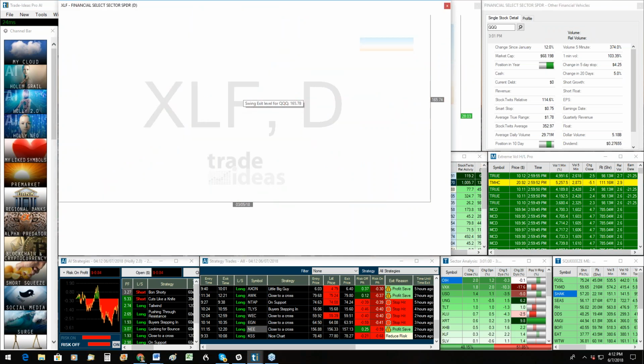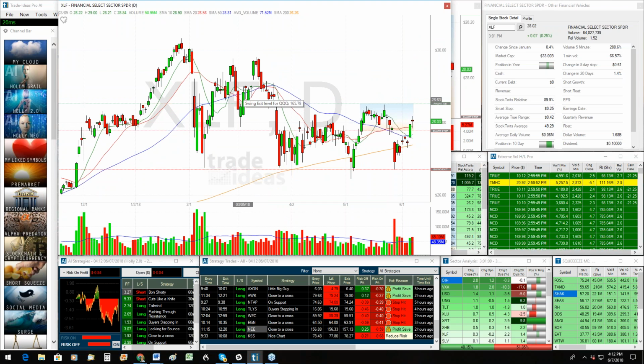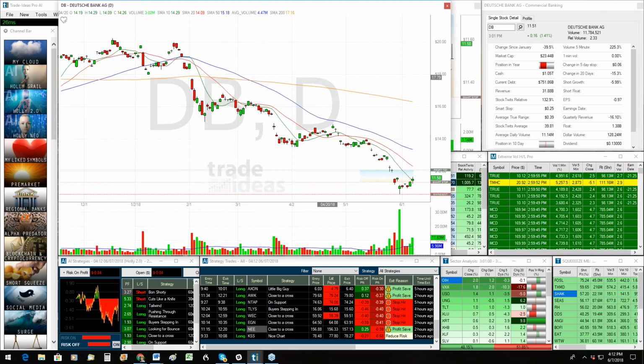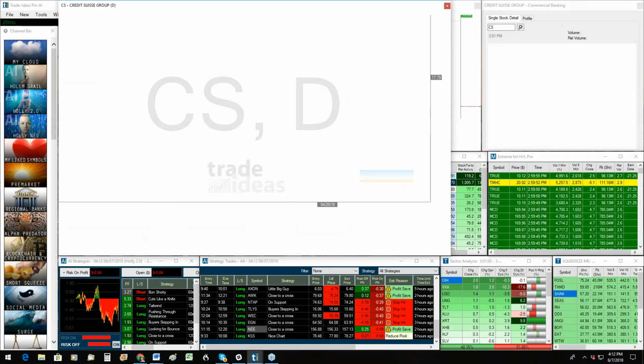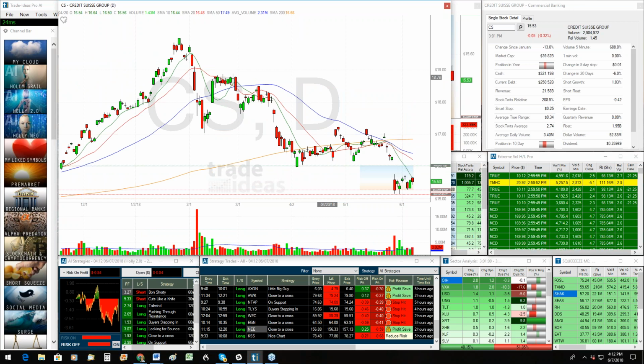XLF is actually getting a bounce too. Some of the big banks were looking pretty dire, even as some of the other sectors were hitting all-time highs. So I still think you have to keep an eye on the major banks, especially the ones over in Europe, Deutsche Bank and Credit Suisse rolling back over, which looks like it could.